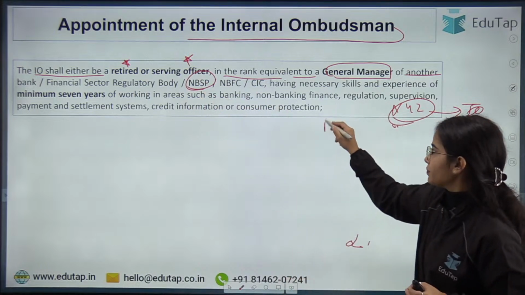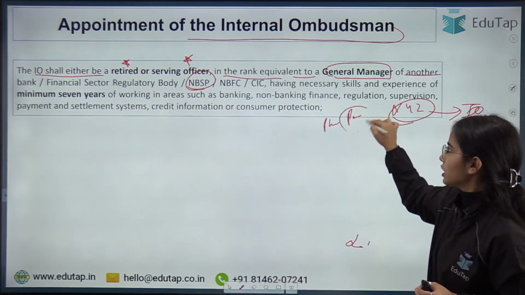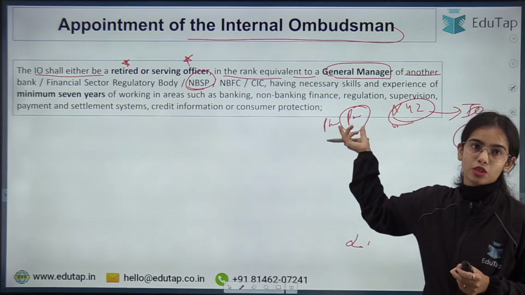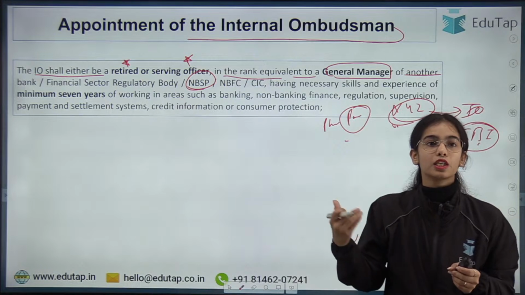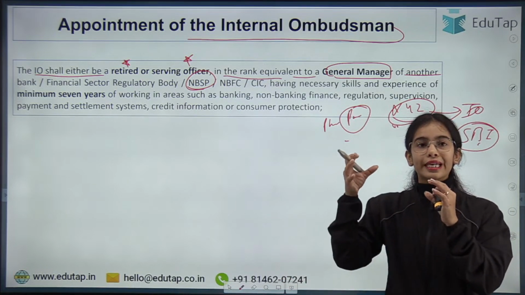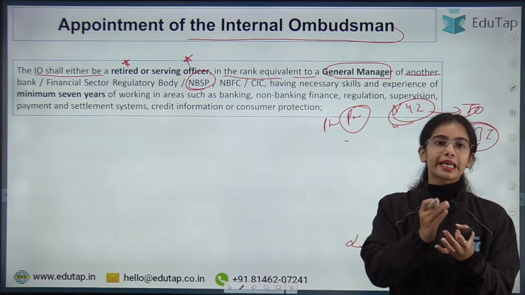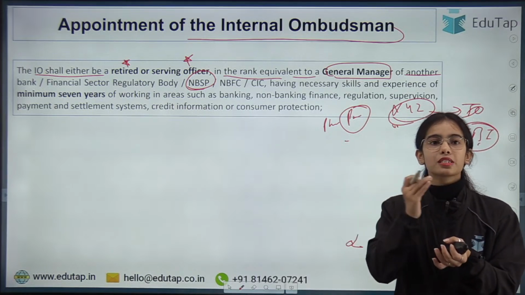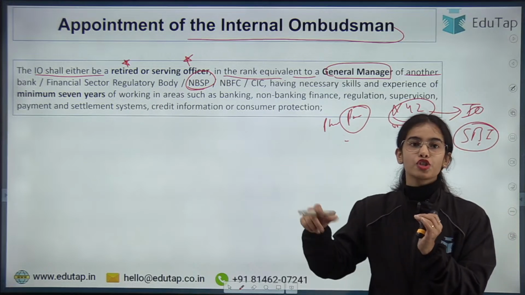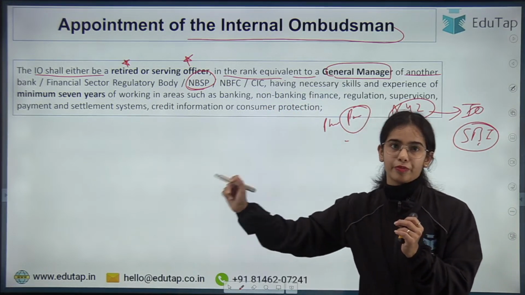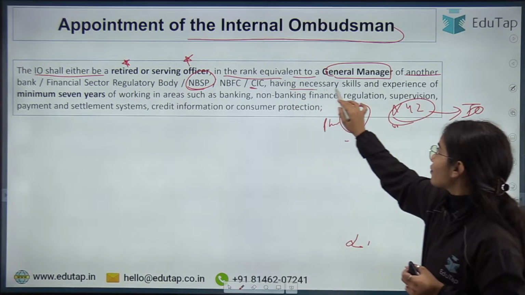So if PhonePe or Paytm, One97 Communications, that is the owner of Paytm, we can say. If One97 Communications wants to hire an internal ombudsman, the internal ombudsman should not be connected with the company, should not be serving the company or should not be retired from the company. The internal ombudsman should be from a different entity.